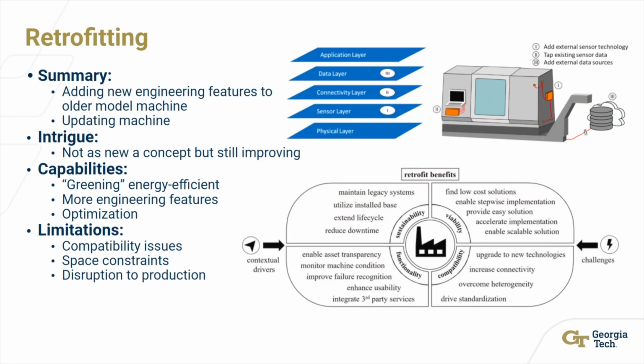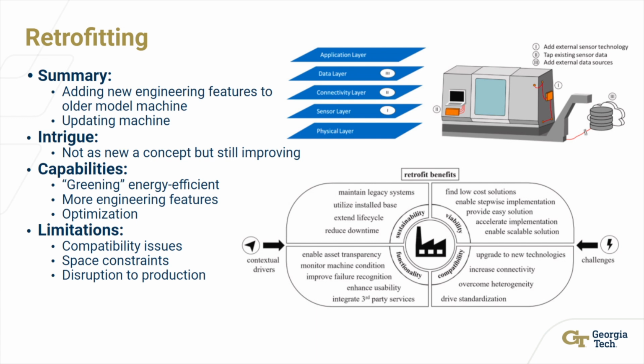And now I'm going to discuss retrofitting, which is the concept of adding new engineering features to older model machines or upgrading a machine instead of throwing these older generations out completely. It isn't as new of a concept to production, but it is really interesting as it is still increasing improvement to this day. The most important aspect of retrofitting is greening, and using this method is very energy efficient because older parts aren't being replaced but rather improved upon, which saves the cost of reimplementation. These new features that are added also allow for overall better performance and more optimization in the manufacturing process.